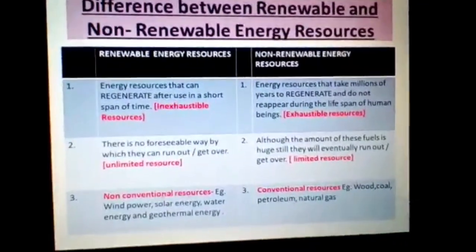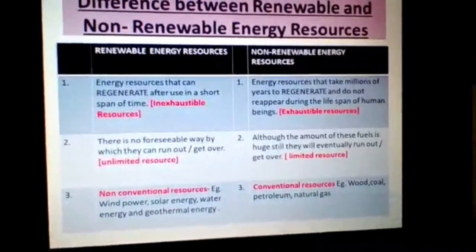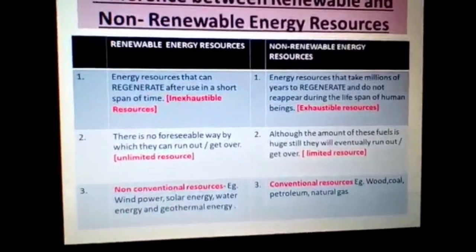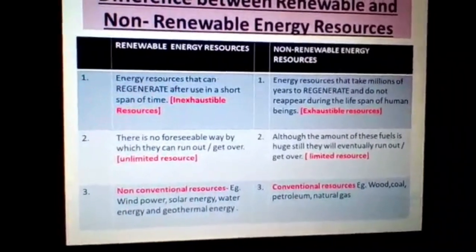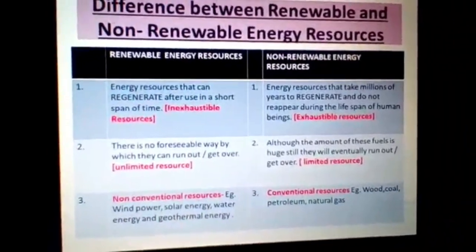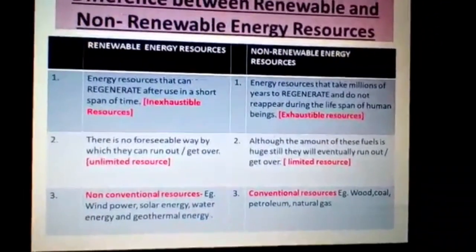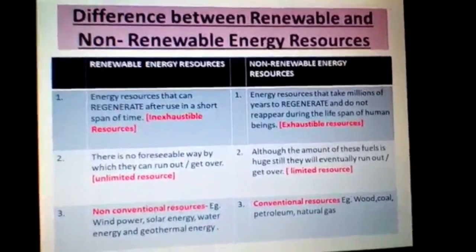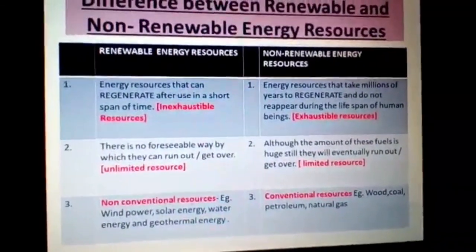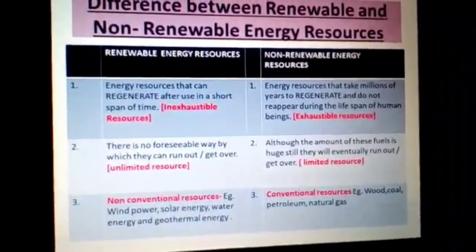Now let us understand the difference between the renewable resource and the non-renewable resources in detail. Before we discuss the differences, let us understand what is a renewable resource. A renewable energy resource is an energy resource that can be regenerated after use in a relatively short span of time, such as the solar energy, wind energy, or the geothermal energy. These energy resources have the ability to replenish themselves by recycling or by replacement. That means they can be reused as new again.